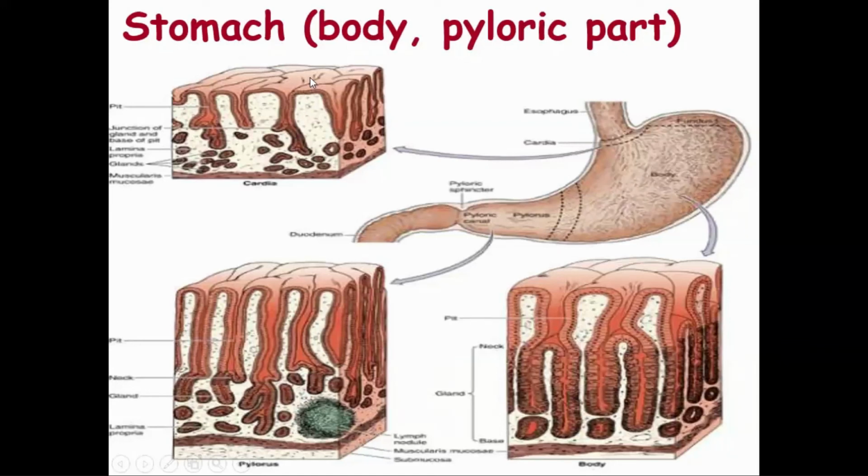Cardiac glands secrete the mucus. The gastric or fundic glands: the parietal cells secrete the HCl and the intrinsic factor. Zymogen or chief cells secrete the pepsinogen, and in the presence of HCl, this pepsinogen is converted into the active enzyme pepsin. Mucous neck cells again secrete the mucus. And the pyloric region consists of the pyloric glands, whose function is to secrete the hormone gastrin. The function of the gastrin is to regulate the HCl.